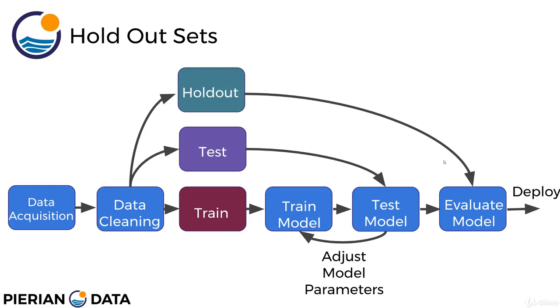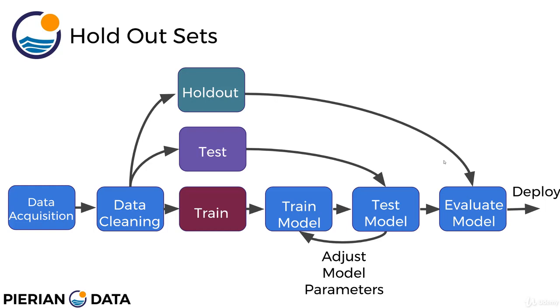But the actual process is really similar to what we saw before. We take our data in, we clean it, we split it into those three sets, we train our model on the training data, and then we test our model against the test data. Based off those results, we can adjust the model parameters, test it again, and go through that little loop. Once we're ready to deploy our model, we have our holdout data set.